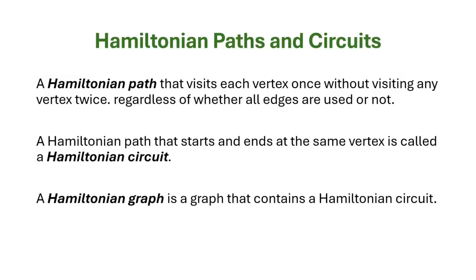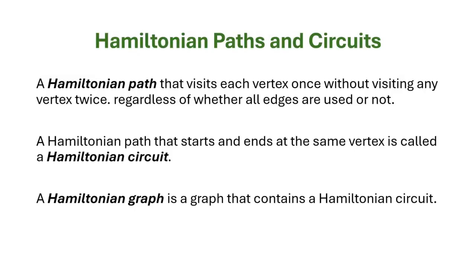So a Hamiltonian path that starts and ends at the same vertex is called a Hamiltonian circuit. Because the word circuit in general just means that you start and end at the same place. If you add Hamiltonian, it just means that you're passing through all of the vertices exactly once.